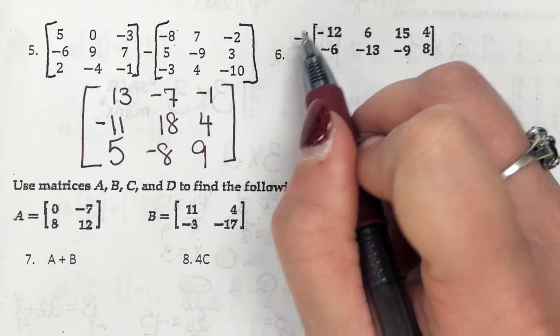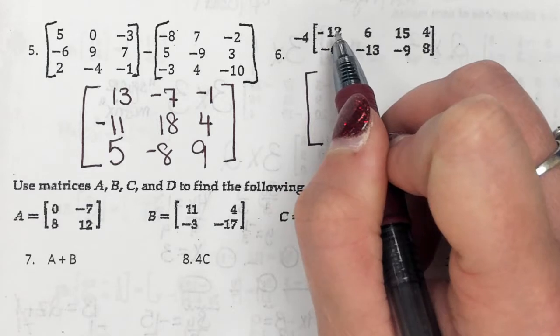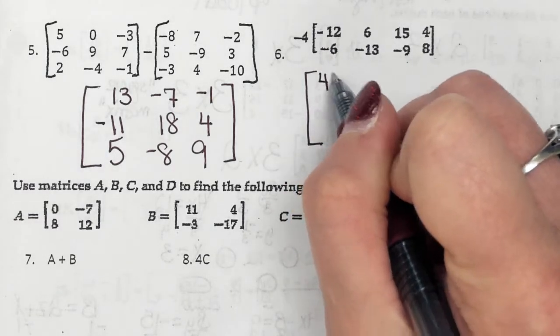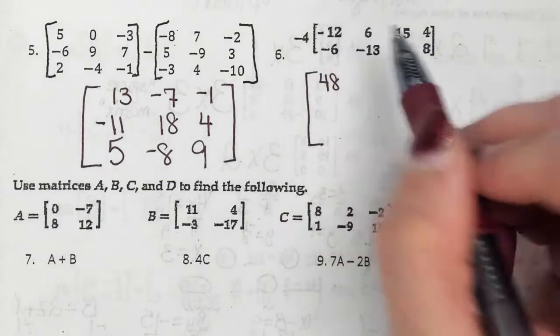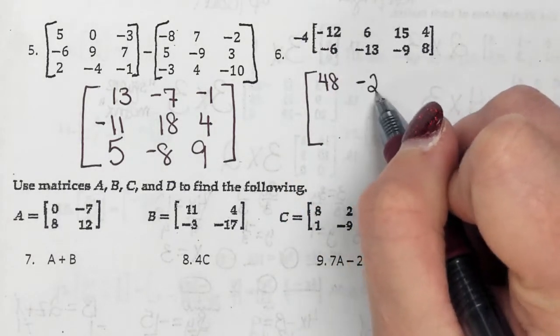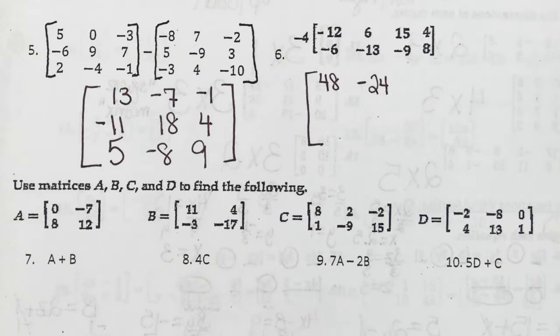All right, so what's negative 4 times negative 12? Positive 48. What's negative 4 times 6? Negative 24. Notice how I left enough space between the two of them, okay? All right, try the rest of them. See what you can get for the other 6 numbers. Multiply every number by negative 4.